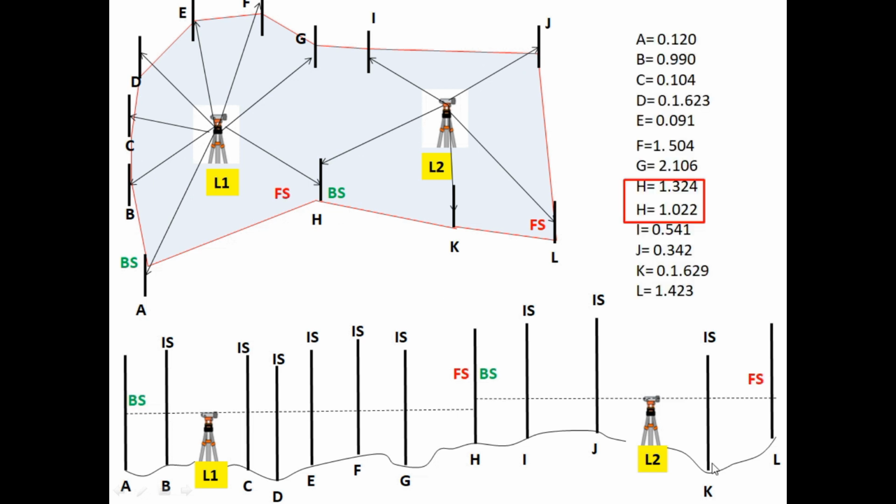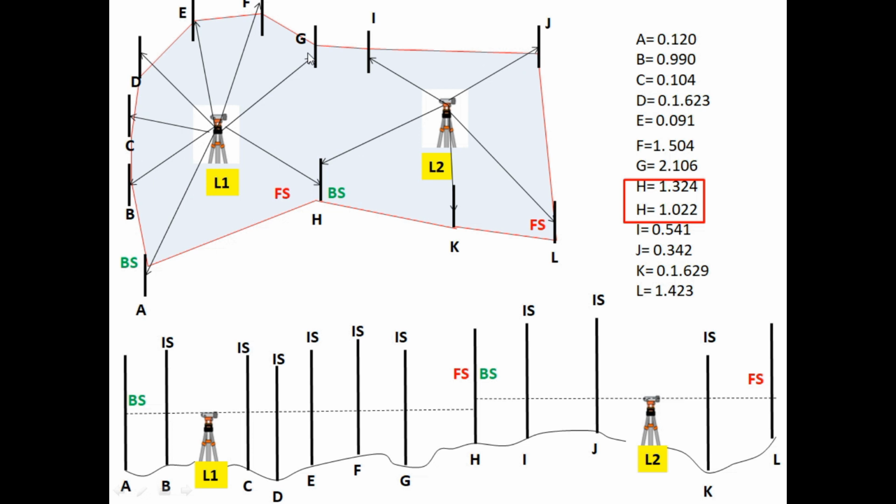Now let us see that A reading. The reading taken at A, what is that reading? That is of course the first reading, and therefore it is a backside reading. Check it here also. The first reading is a backside reading. Now B, C, D, E, F and G. These are intermediate side readings.